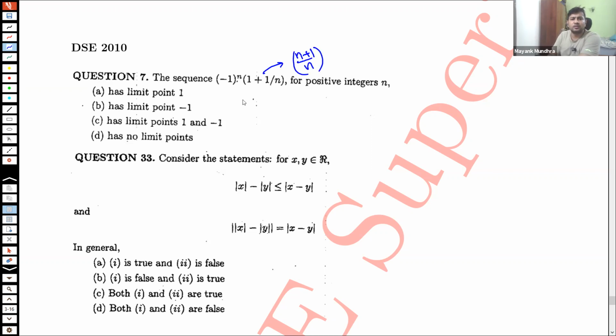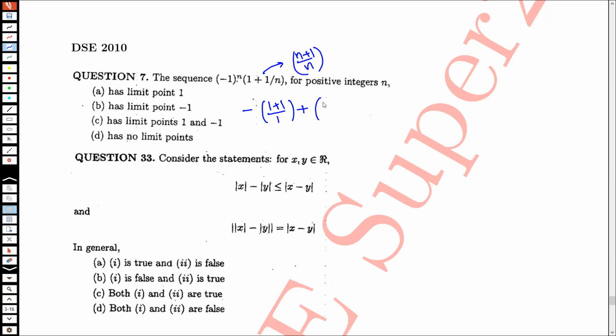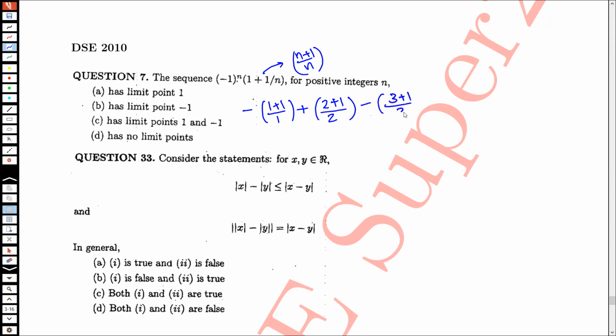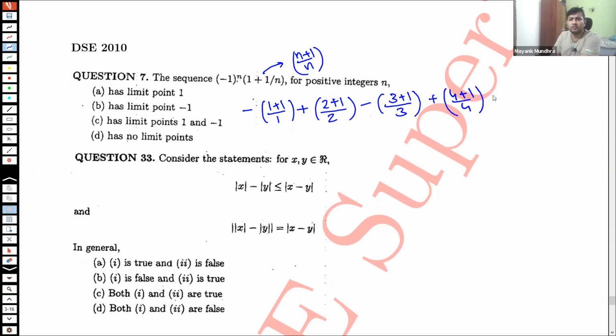So if you write down the sequence, minus 1 times 1 plus 1 by 1, plus 1 times 1 plus 1 by 2, I write plus and minus alternately, right? 2, -2, 1.5, -0.75. No, you do not write them. You should not write decimals. Never write decimals. It is not going to help you. Then minus 4 plus 1 by 4 and so on. Right?